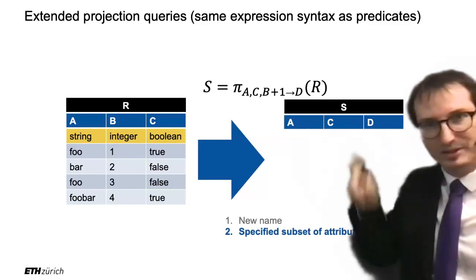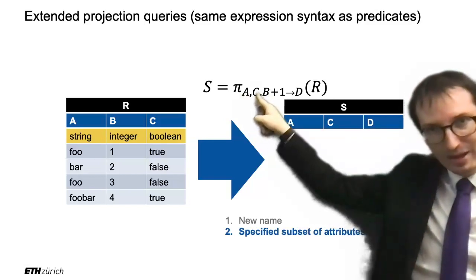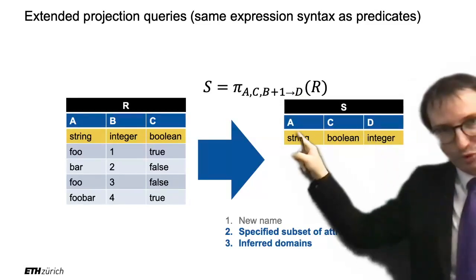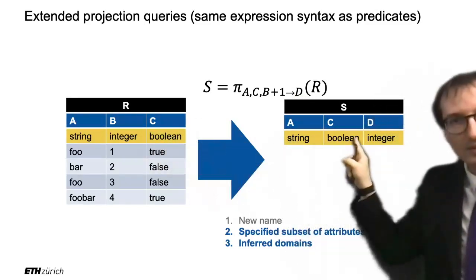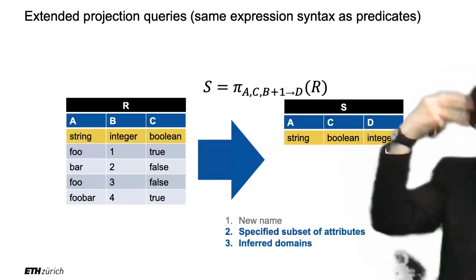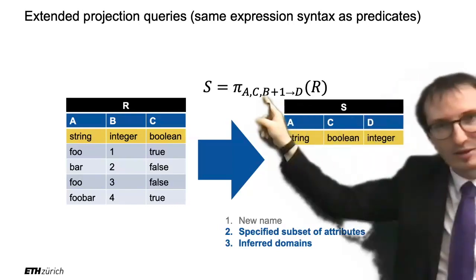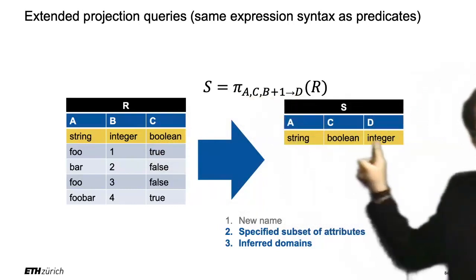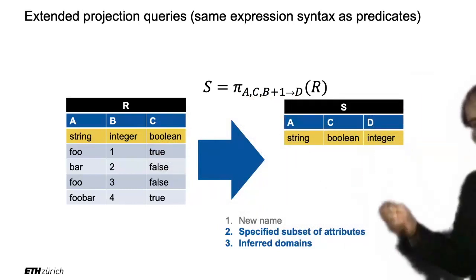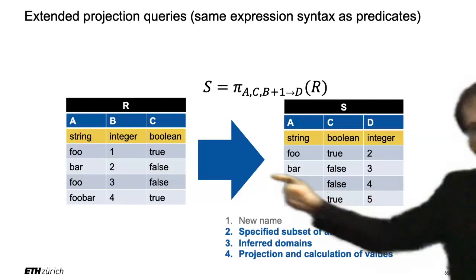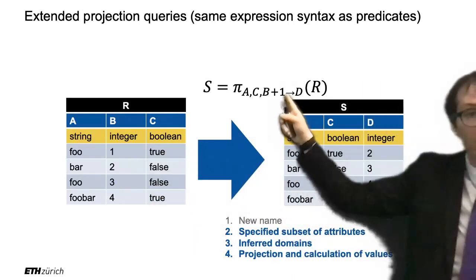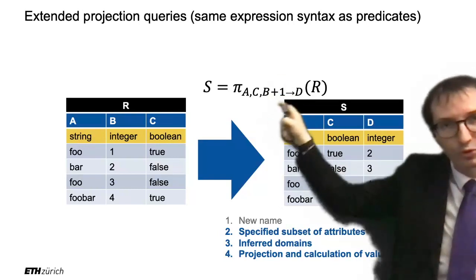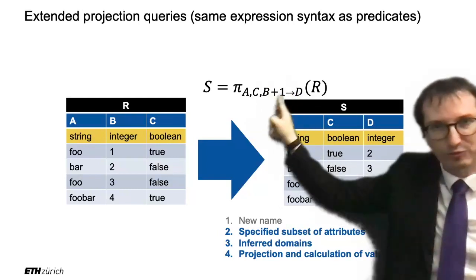So now I get this. B is gone, right? I have A, C, and D in my output. I have the same domains for A and C. D, you need to think about it, right? B was an integer, +1 is also an integer, so D also takes integers here. Now I have 2, 3, 4, 5 instead of 1, 2, 3, 4. That is called an extended projection. An extended projection also allows you to make up new columns and to compute them from previous columns.